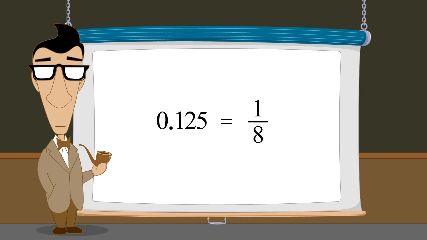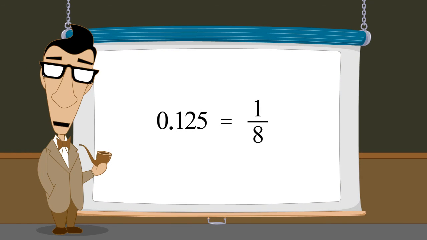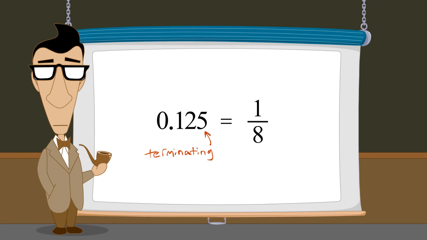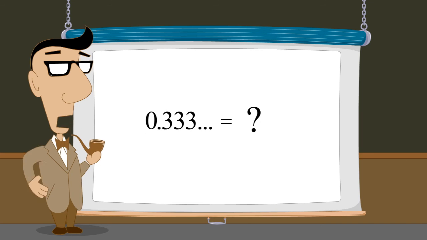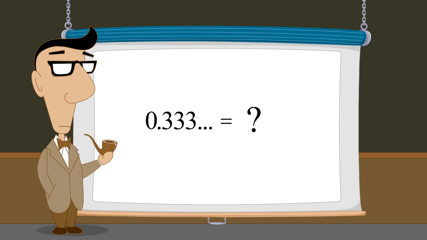So far, we have seen how to convert any decimal number with a finite number of digits to a fraction. In the next lecture, we will see how to convert any decimal number with infinitely repeating digits to a fraction.